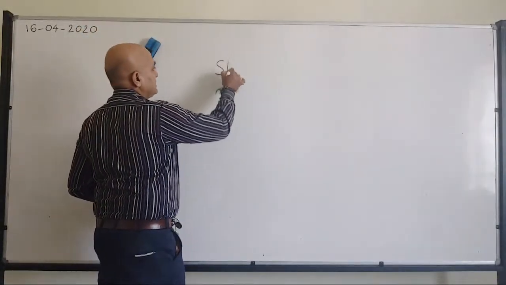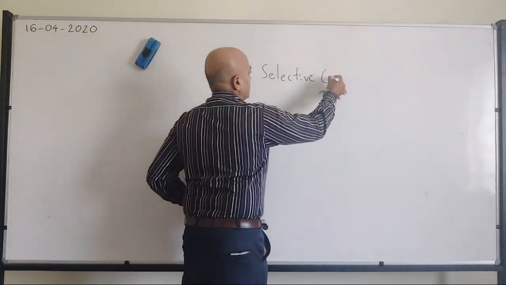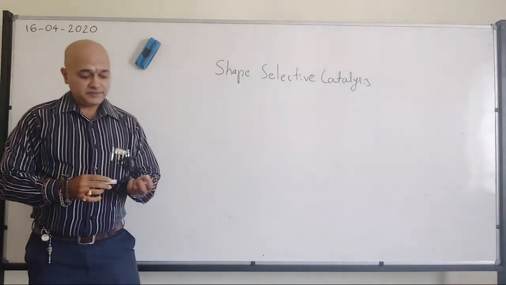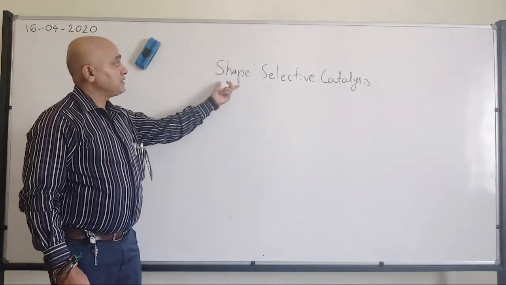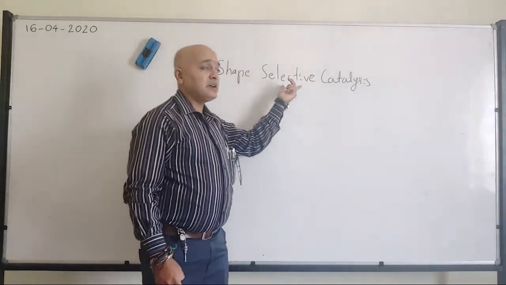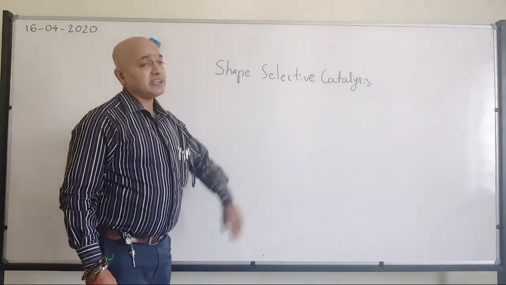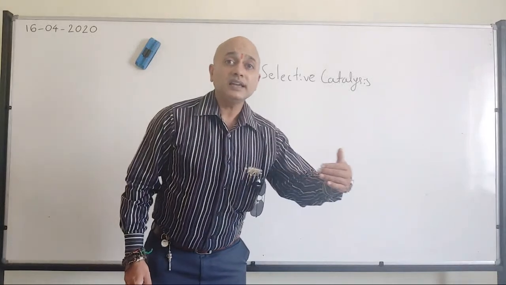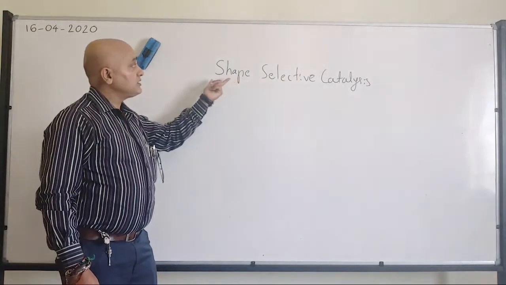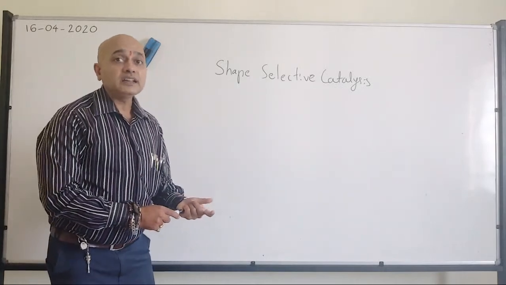selective. Next one is shape selective catalysis. Shape selective catalysis. Now in the name itself it is there. Based on the shape, selection will happen with respect to the catalyst. So shape selective catalysis means these are the reactions where the catalyst will do its function based on the shape of the reactant.